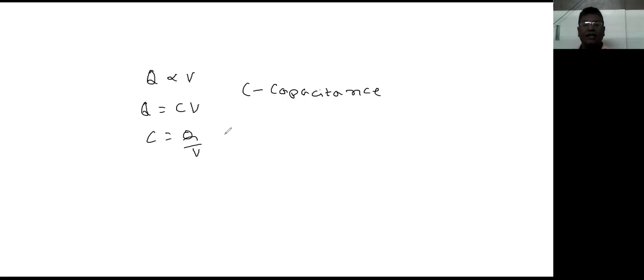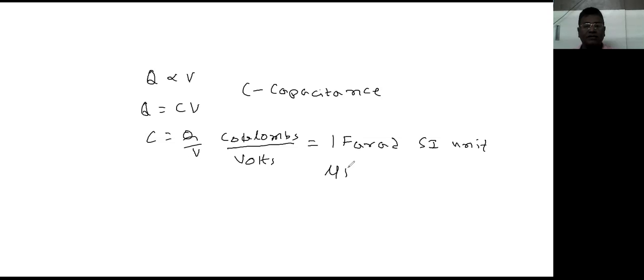And what is its unit? You can see this charge is measured in coulombs, and potential is measured in volts. So I can simply say 1 coulomb per volt is 1 farad. So farad is the SI unit of capacitance. Please remember, it's very important. Normally we use microfarads. Micro means 10 to the power of minus 6 farads.